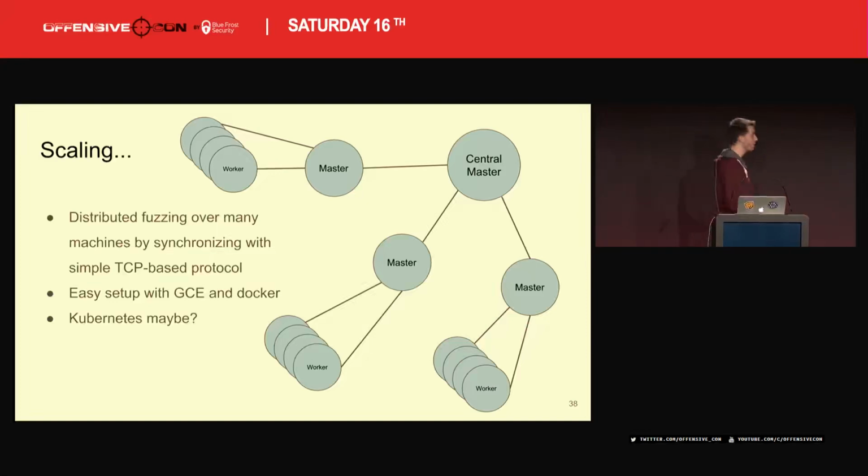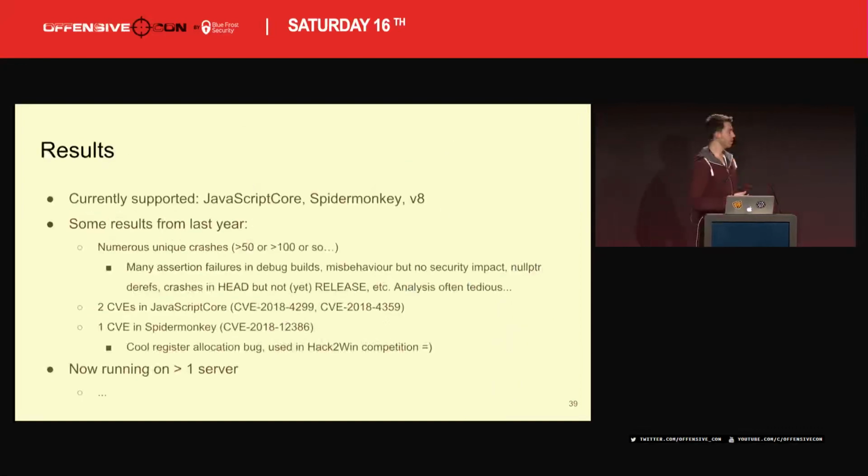And the whole thing is really, really easy to set up with, for example, Google Cloud Engine and Docker. You just make a Docker container for one instance, write some scripts to start 100 instances or whatever, and synchronize them. Maybe Kubernetes might be a nice thing to try. I heard it's cool. I haven't tried it, but let's see. So that's pretty much it.